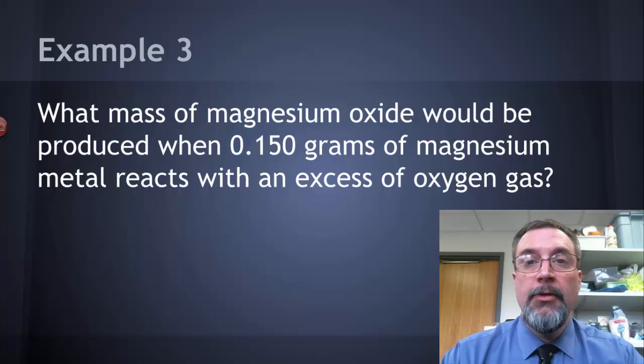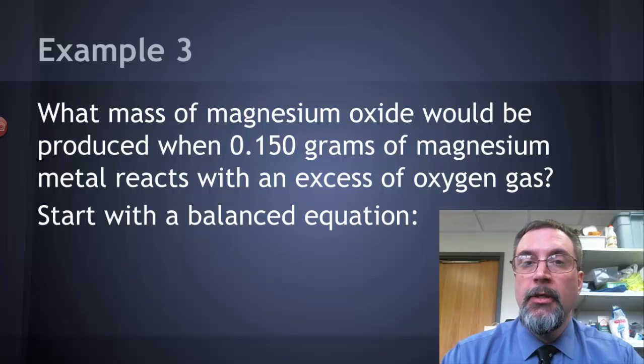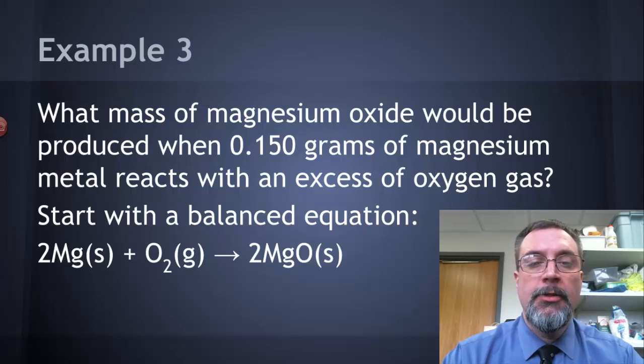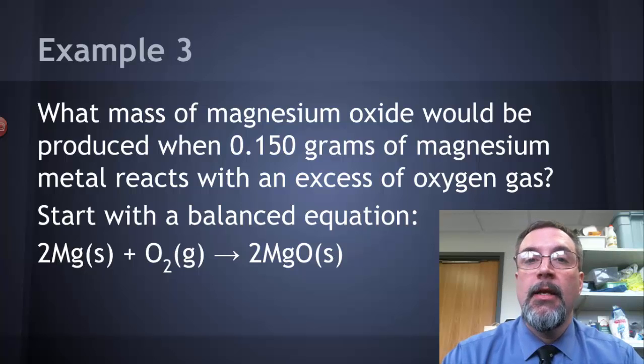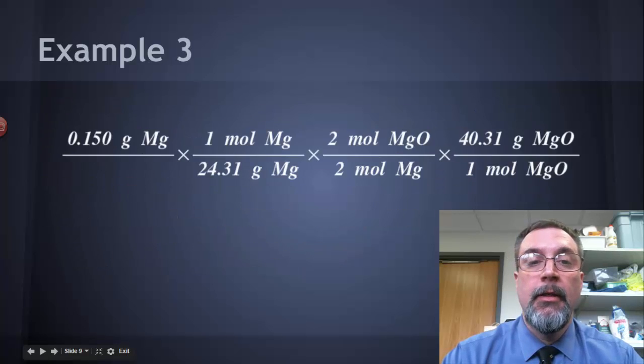So the first thing I have to do when solving a problem like this is start with a balanced equation. I always start with a balanced equation. So magnesium metal reacting with oxygen gas to produce magnesium oxide, balancing it: 2 Mg plus O2 goes to 2 MgO. Synthesis reaction, right? All right, so given that information, that's where I'm going to get my mole ratio from. And given the fact that I'm starting with 0.150 grams of magnesium, let's set up the calculation here, okay?